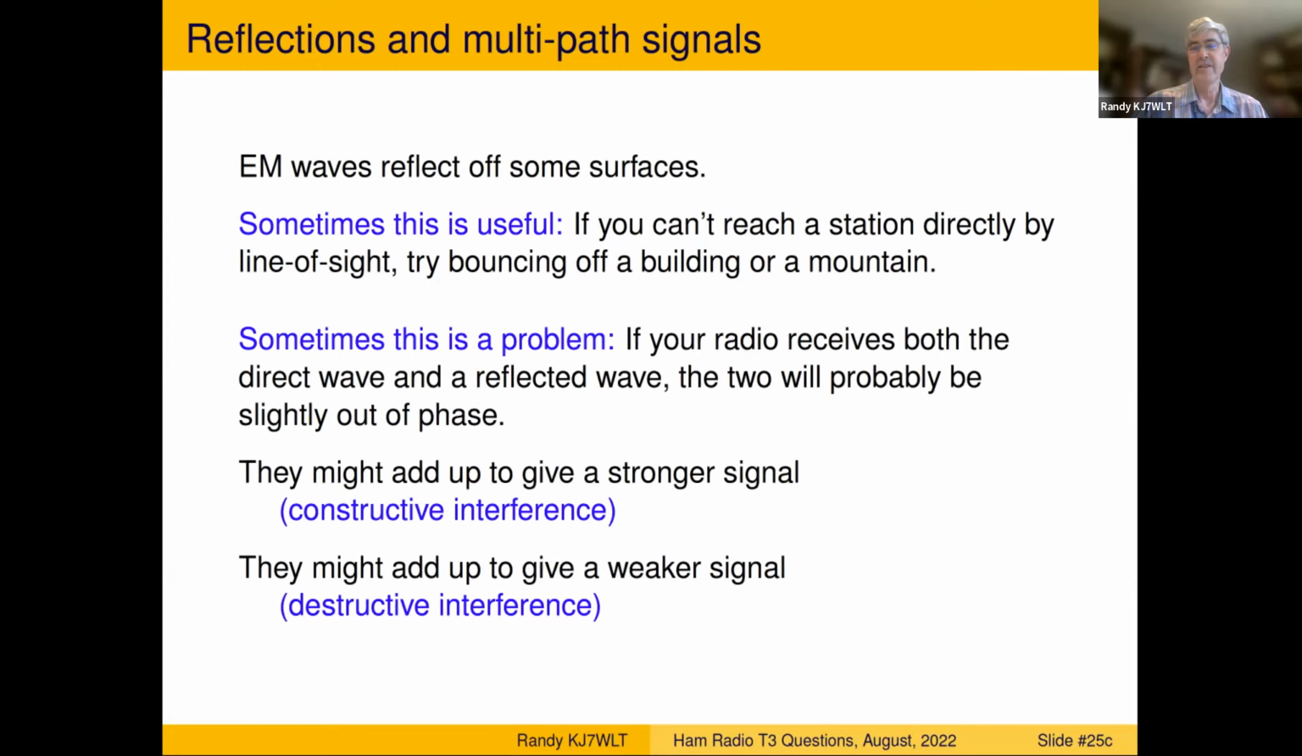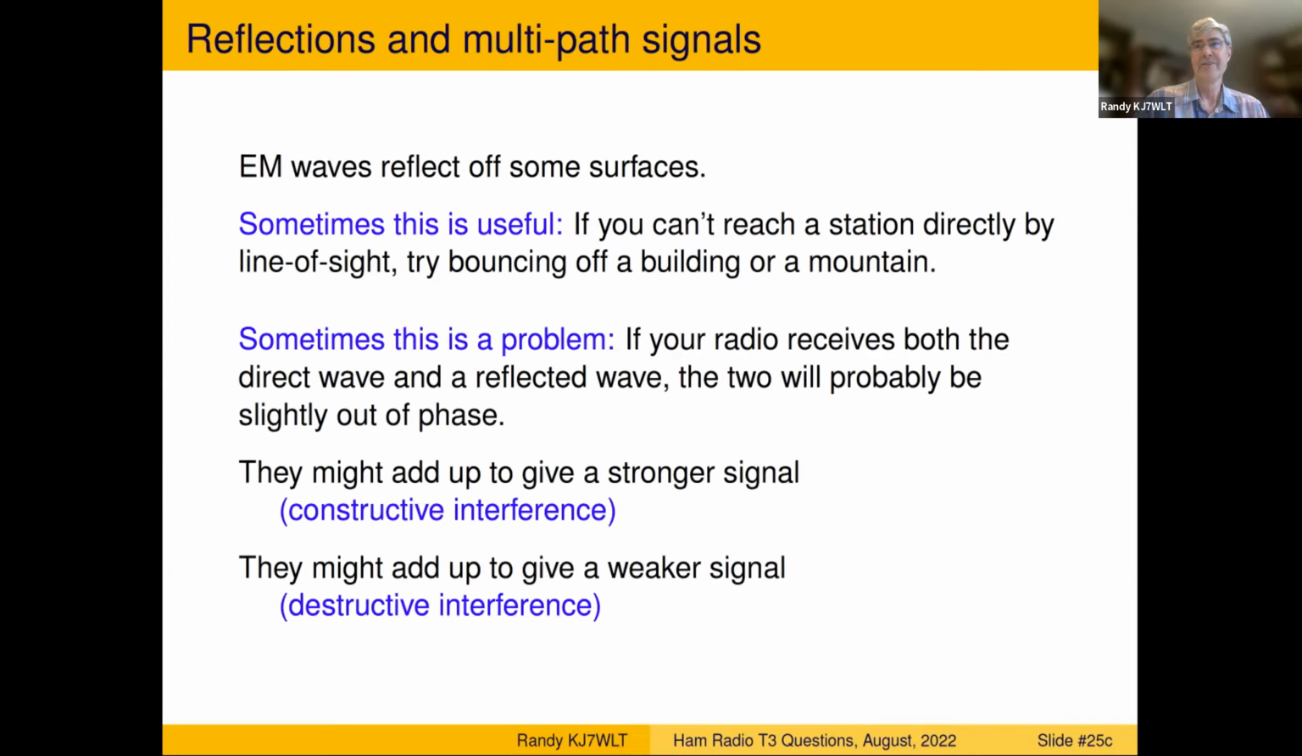But sometimes it's a problem because if you're in an environment where there are lots of buildings or mountains around, then in addition to the wave that you're transmitting that goes directly to the person you're trying to talk to, that wave will also go out and bounce off of all of those reflecting surfaces and also arrive at the receiving station. And they're all traveling at the speed of light, so they all get there within tiny fractions of a second of each other.